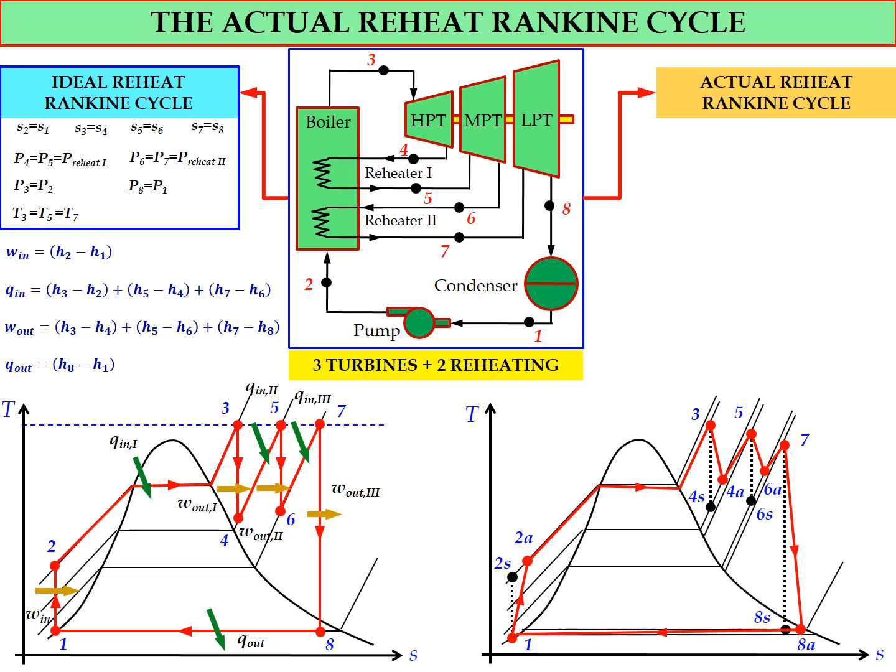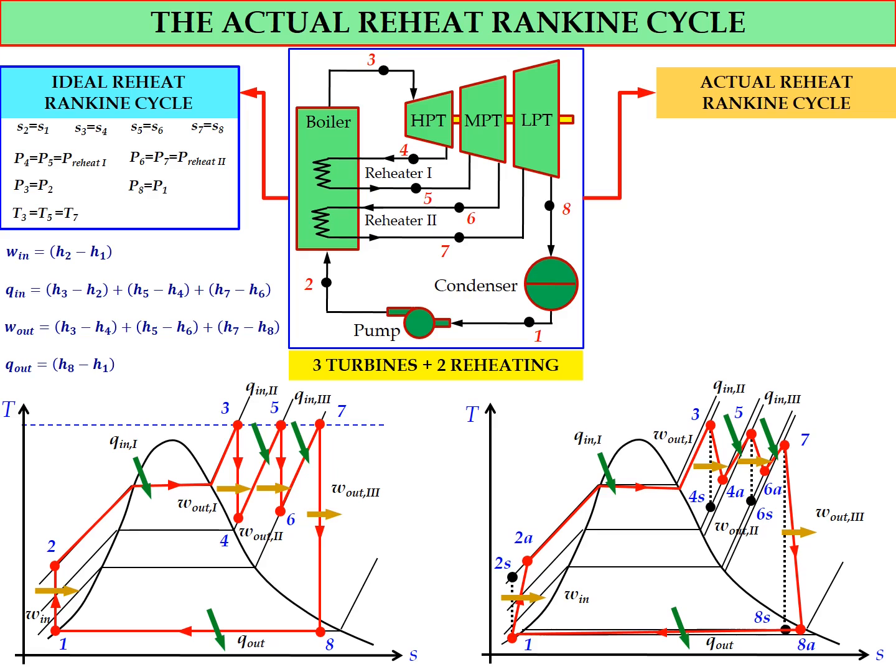Okay, so now we need to consider states 2A, 4A, 6A, and also 8A as shown in the TS diagram. So we'll have W in actual, Q in 1 actual, Q in 2 actual, Q in 3 actual. In the turbines, we will have W out 1 actual, W out 2 actual, and W out 3 actual. In the condenser also we need to consider the actual state, where we have Q out actual.